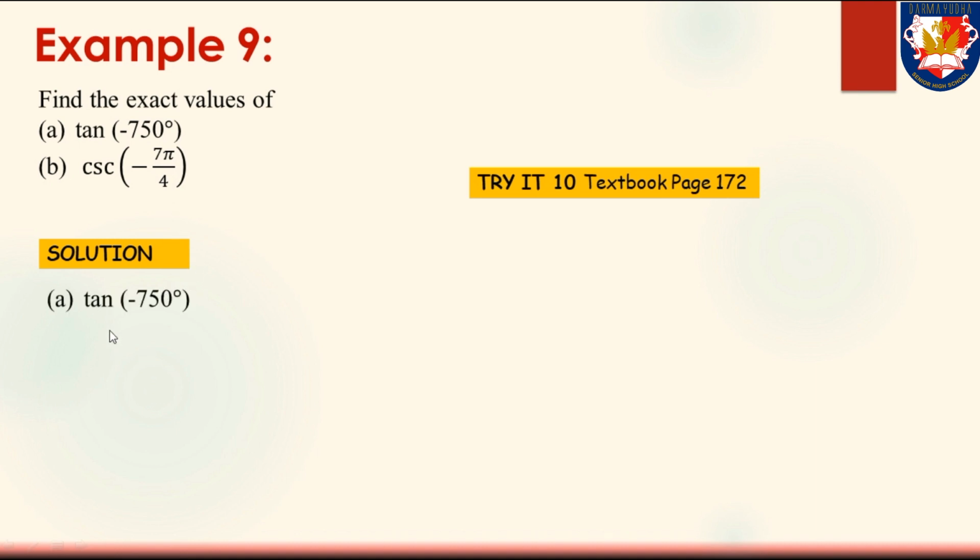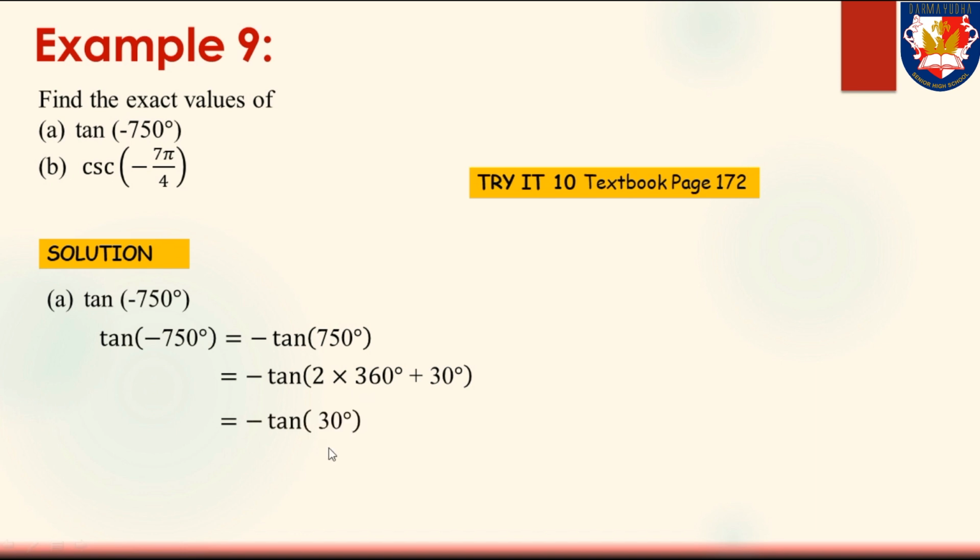For part A, tangent negative 750 degrees. Remember that tangent of negative θ equals negative tangent θ. So from here, we obtain negative tangent of 2 times 360 degrees plus 30 degrees, which equals negative tangent 30 degrees. The result will be negative 1 over 3 square root of 3.